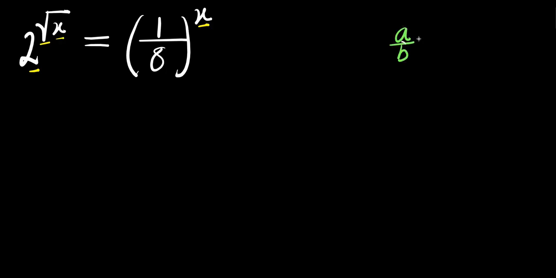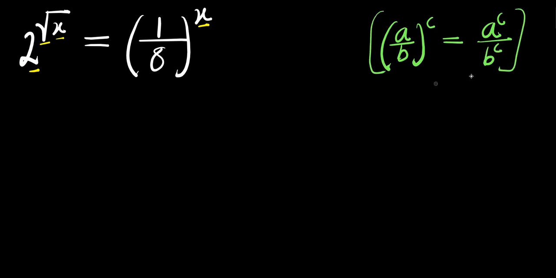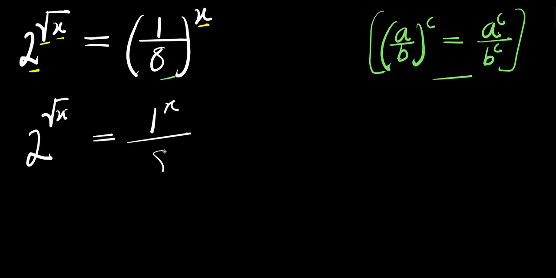a divided by b raised to the power of c. This equals a to the power of c divided by b to the power of c. Applying this right here, that means we have 2 to the power of square root of x equals 1 to the power of x divided by 8 to the power of x.